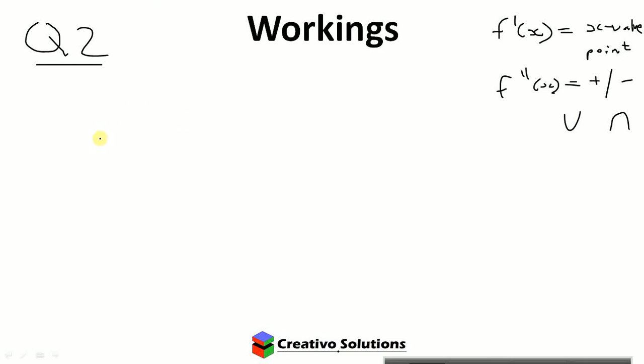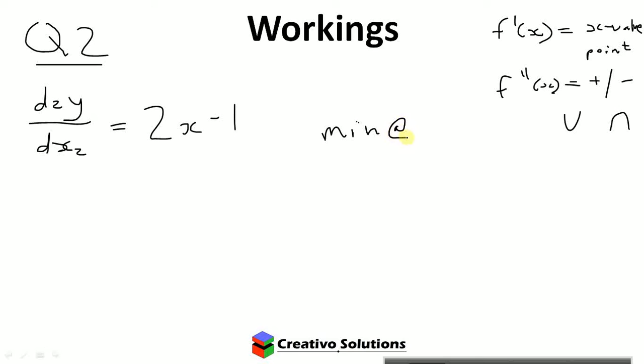The second derivative. So let's write it down. What is the second derivative? d2y over dx2 is what? 2x minus 1. That was given in the question. Given that the curve has a minimum point, so they tell you there's a min at what point? 3, minus 10.